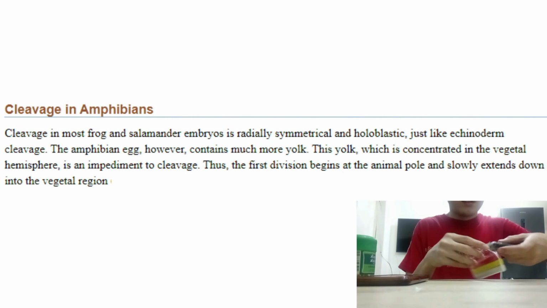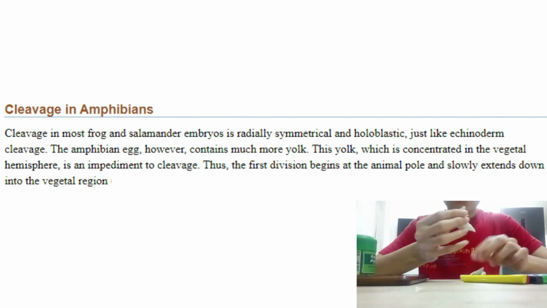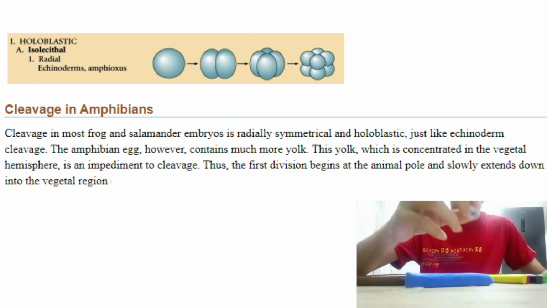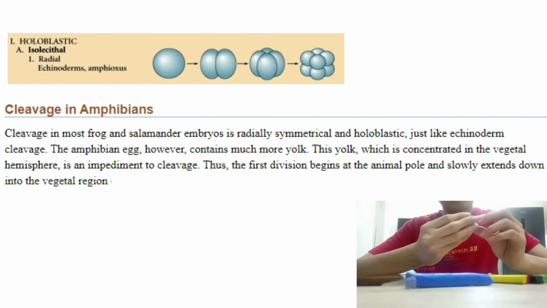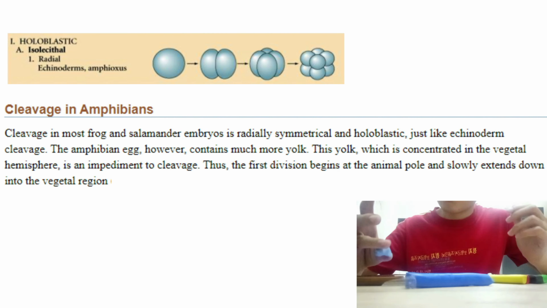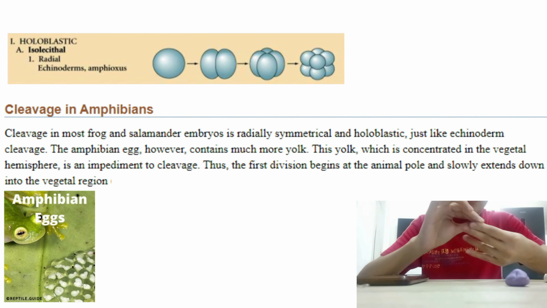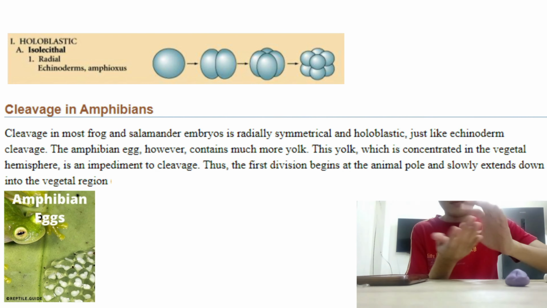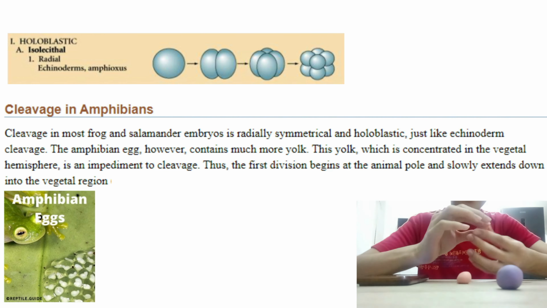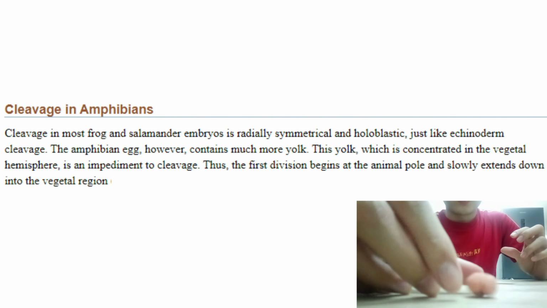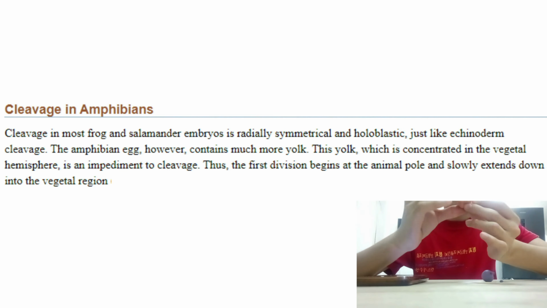So first up is the two-cell stage of the embryonic development. Cleavage in amphibians. Cleavage in most frog and salamander embryos is radially symmetrical and holoplastic, just like that of an echinoderm cleavage. The amphibian egg, however, contains much more yolk. This yolk, which is concentrated in the vegetal hemisphere, is an impediment to cleavage. Thus, the first division begins at the animal pole and slowly extends down into the vegetal region.